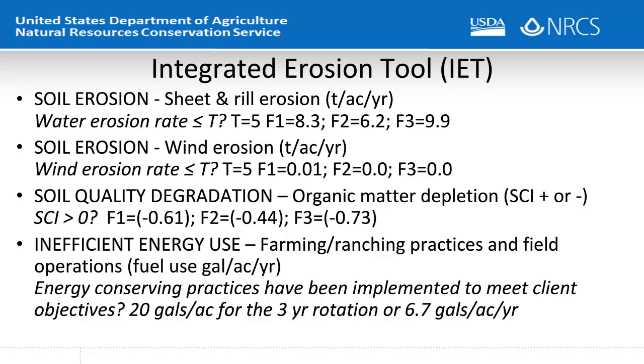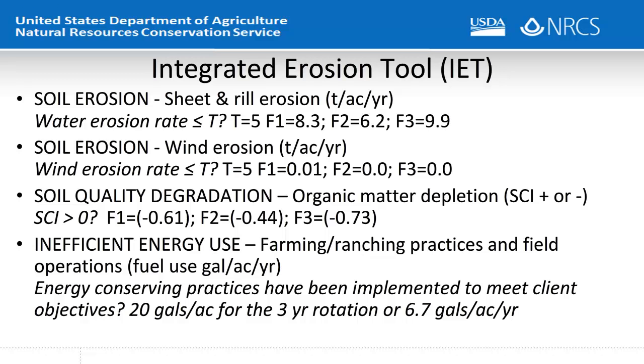For the soil erosion, wind erosion concern, is the wind erosion rate less than or equal to T? Again, the T value is 5. Soil loss on field 1 is basically 0. Field 2 is 0 and field 3 is 0 tons per acre per year. The soil loss is less than T on all fields.